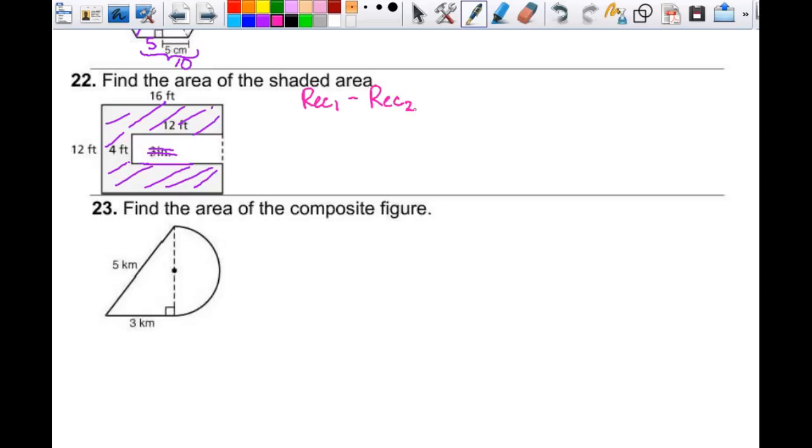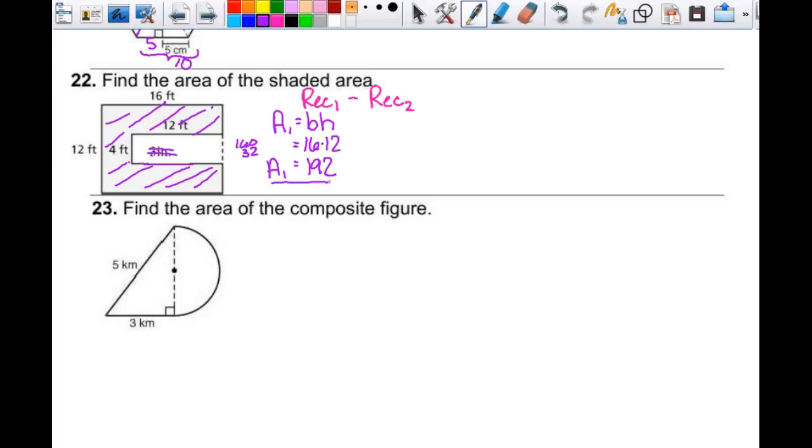So I'm going to find the area of the first rectangle, which is base times height. Base times height of the big rectangle: base is 16, height is 12. To multiply those together, 10 times 16 is 160, 2 times 16 is 32. And so that's going to give me 192 for the first area.